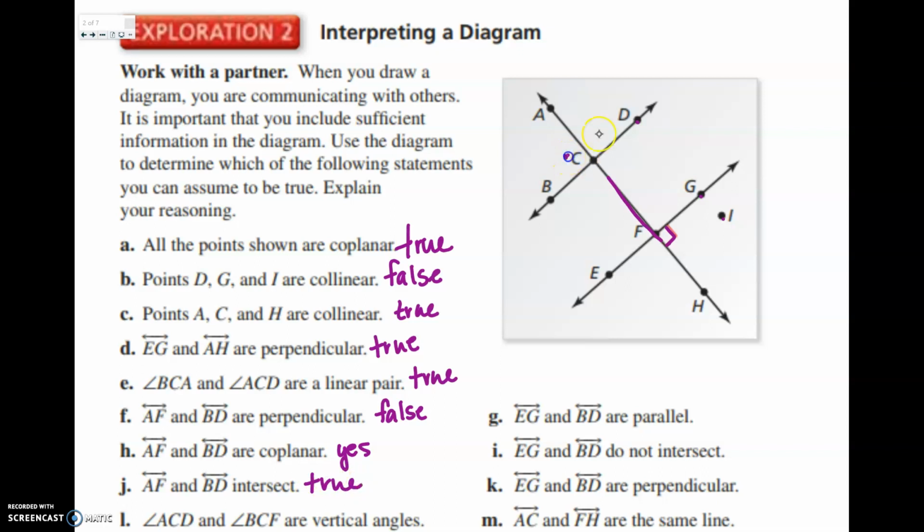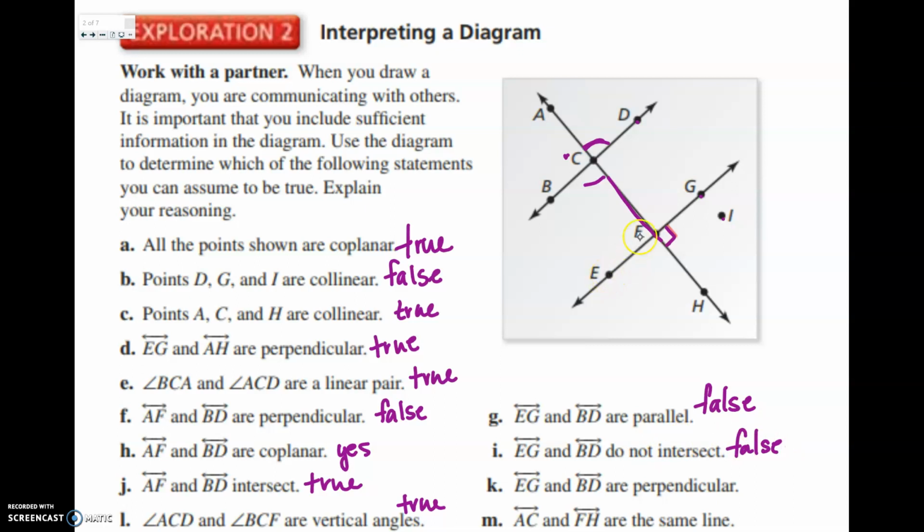ACD and BCF are vertical angles. That is true. EG and BD are parallel. That is false. We cannot assume that based on the information that we have. EG and BD do not intersect. Well, we don't know if they're perpendicular or not. We don't know if they're parallel or not. So do not intersect, I would say that is false. They will at some point intersect.